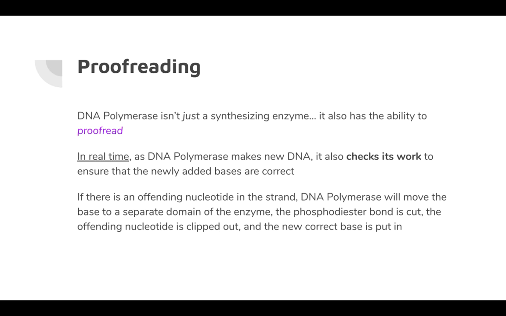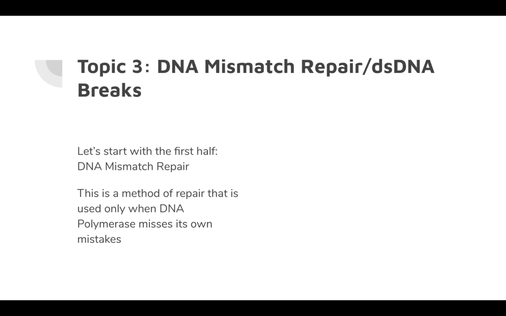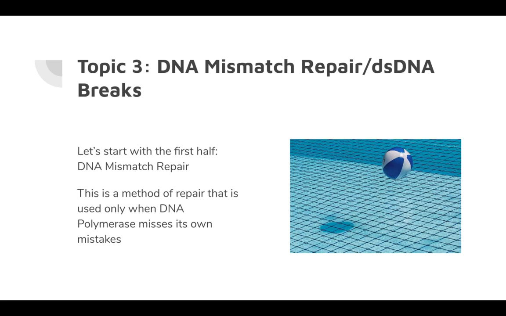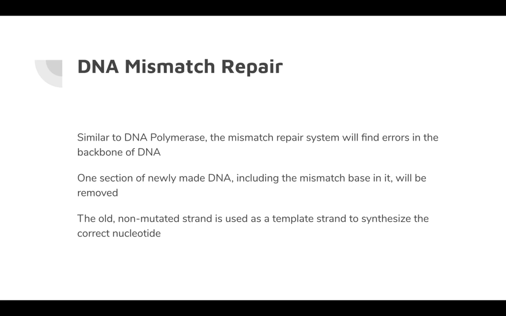How amazing is that? This provides a beautiful jumping point into topic number 3, which is DNA mismatch repair and double-stranded DNA breaks. But we're going to start off with the first half, DNA mismatch. I call this the safety net repair mechanism because it's used only when DNA polymerase misses its own mistakes, aka safety net. So similar to DNA polymerase, this mismatch repair system is going to find errors in the backbone of DNA. It's going to feel for distortions.